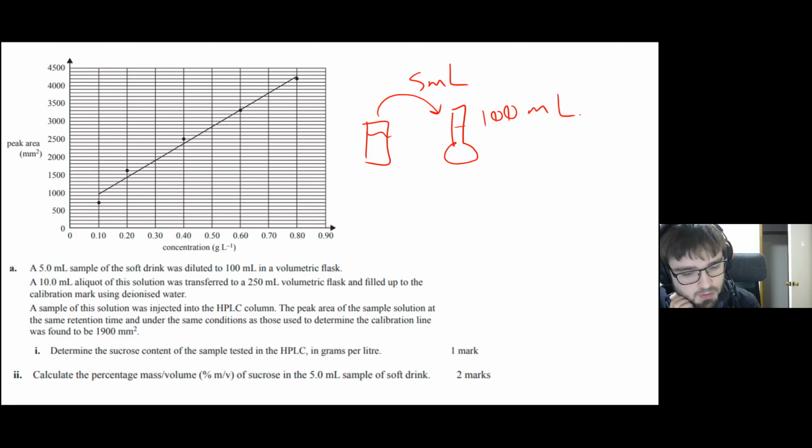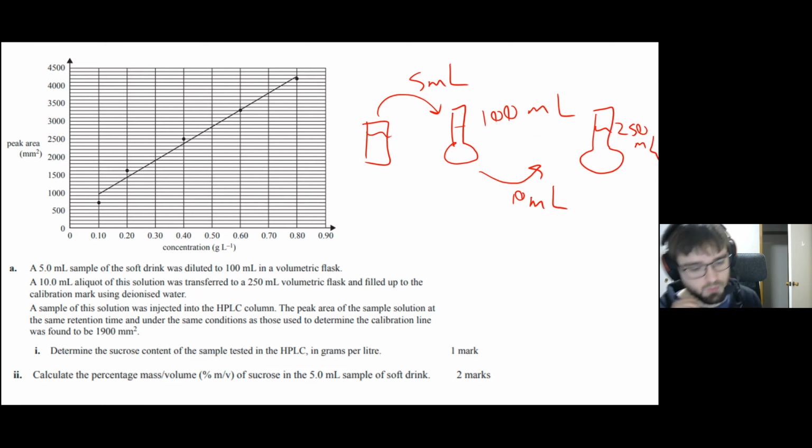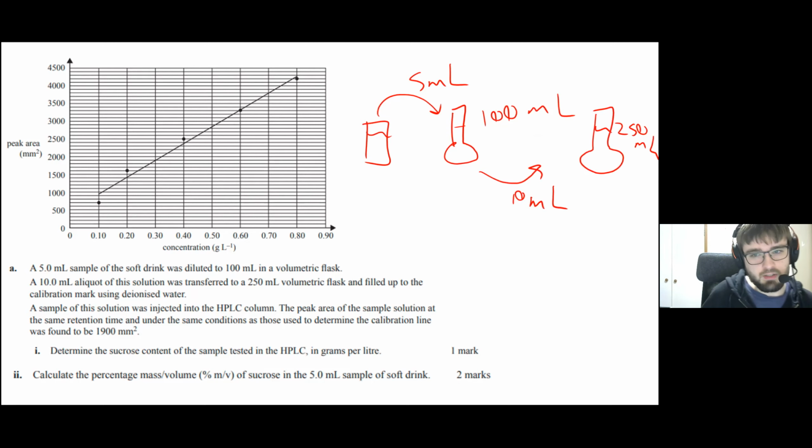So I've diluted 5 mils to 100, and then from there I've moved 10 mils across to a 250 mil volumetric, and filled up to the calibration mark. So we've diluted it, and then we've diluted it again. So once we find the final one, we're going to have to go back to the starting one. You find that that's how it often works with these analyses. You analyze the diluted one, and then you have to find that concentration, undilute in the calculations to get back to that original one.